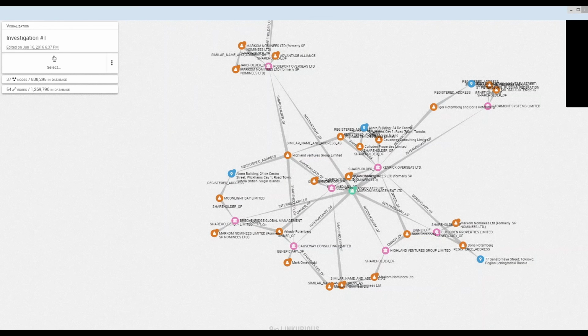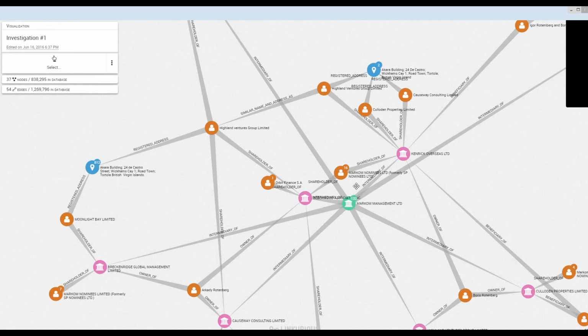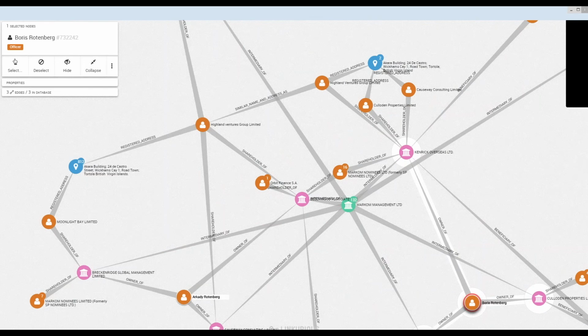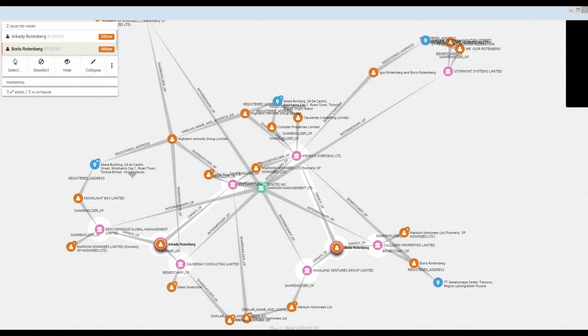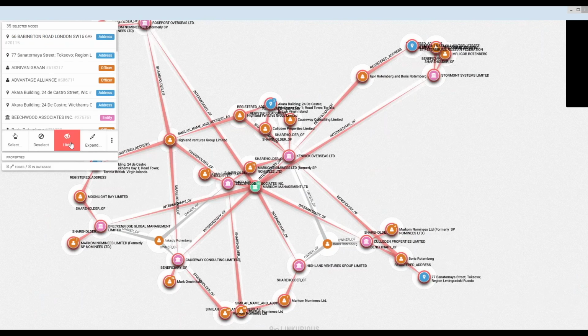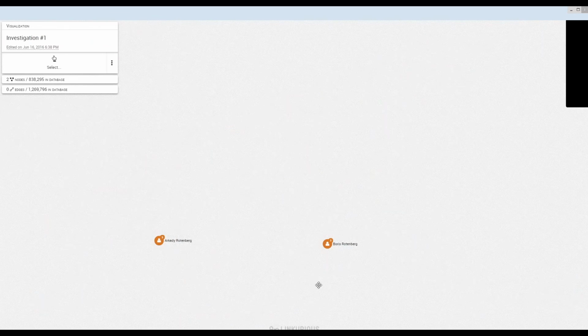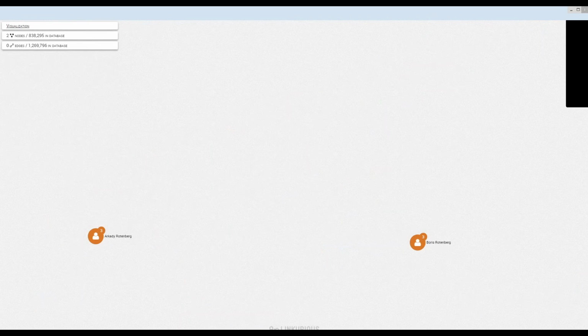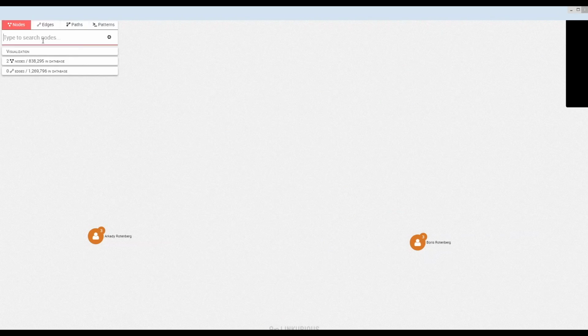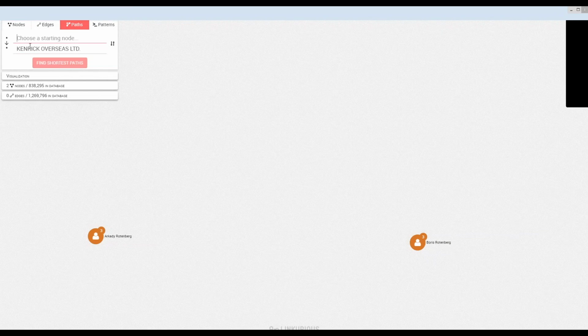Okay. Zooming in a little bit, and I'm going to select these 2 nodes here and hide everything else. Sometimes in the course of a financial crime investigation, we know about folks, but we don't know how exactly they are connected. In this context, we can use Linkurious to find hidden links between people of interest. Here I'm going to click on Find, and I'm going to click on Paths, and I'm going to choose Arkady Rotenberg here and Boris Rotenberg here.